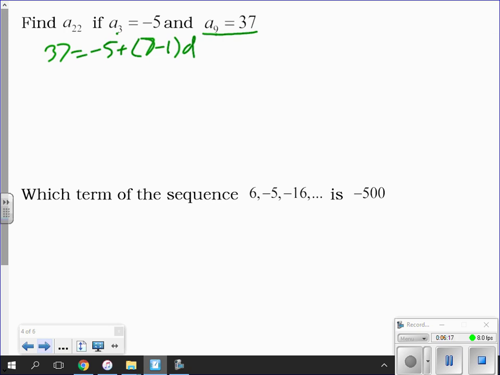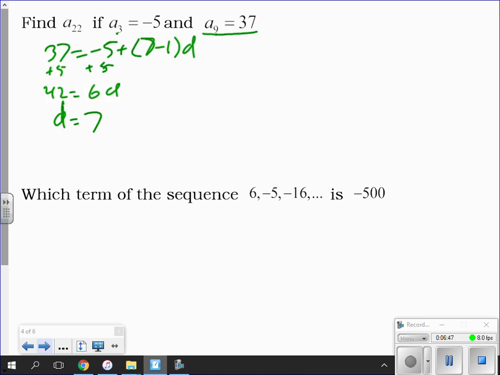Okay? So I get 37, well, actually, I add 5 to both sides, and you get 42 is equal to 6D, so you end up with D is 7. There we go. So we have D is 7 and a sub 22. Sorry, that's a D, not an A. D is 7.